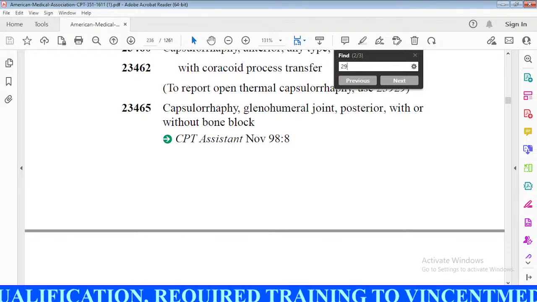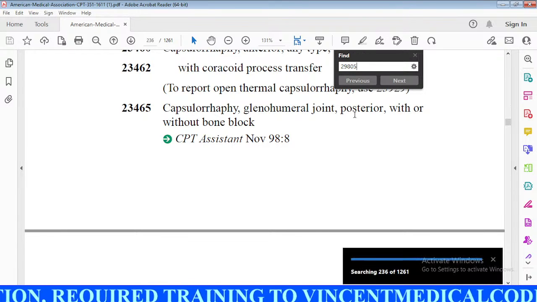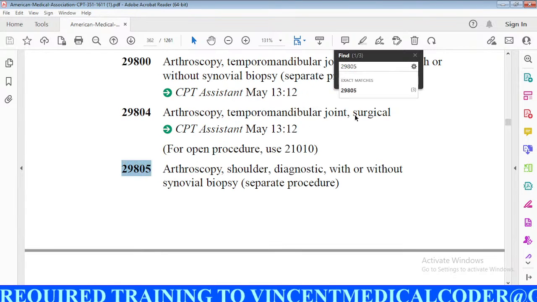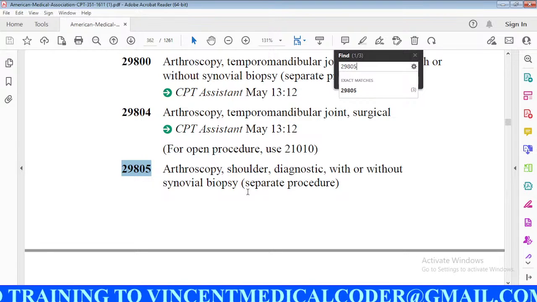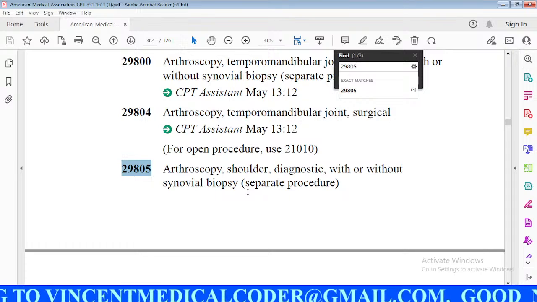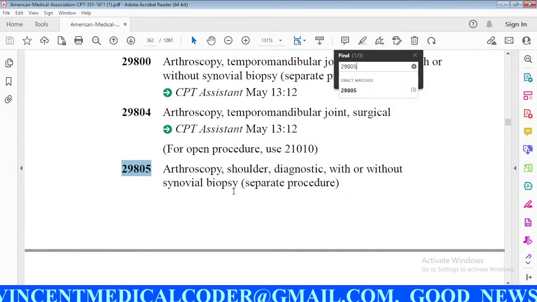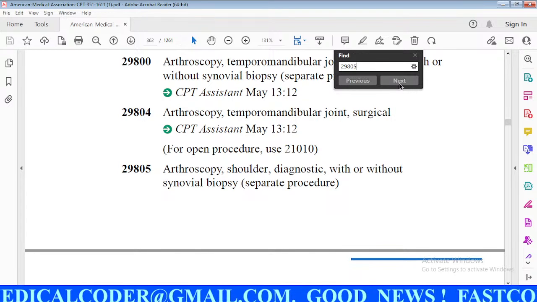So we will check 29805 now. Arthroscopy, shoulder, diagnostic, with or without synovial biopsy. So this is also wrong. Here the physician did not do any synovial biopsy. More than that, it is a separate procedure. We can't code this with a more complicated procedure.